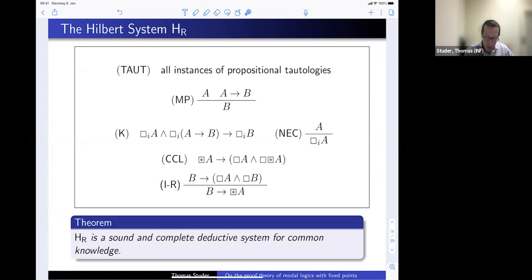But instead of common knowledge of A, we have the B. And so this means if B also satisfies this co-closure principle, then B implies common knowledge of A, or otherwise B is smaller than common knowledge. In that sense, common knowledge is the greatest fixed point. So this is one way to axiomatize this.